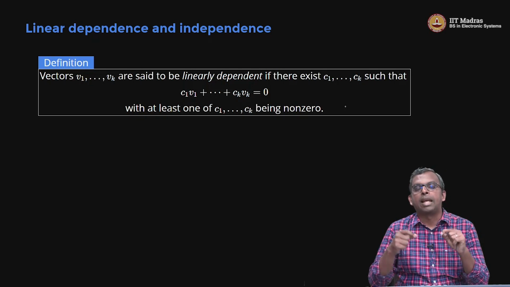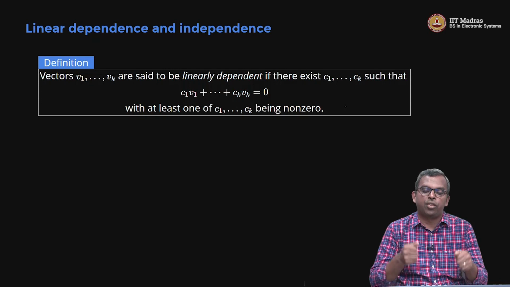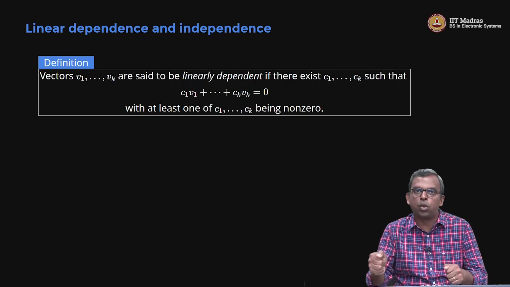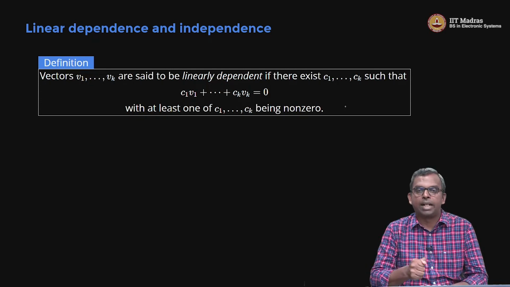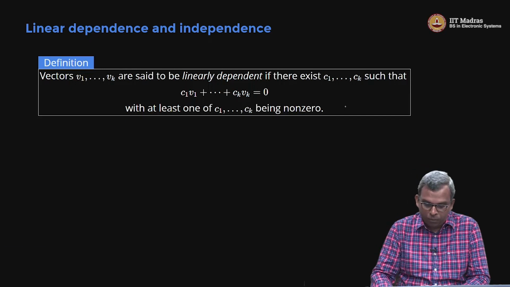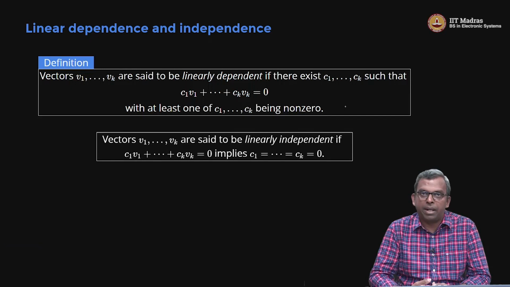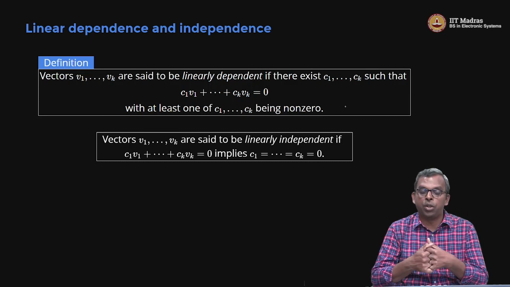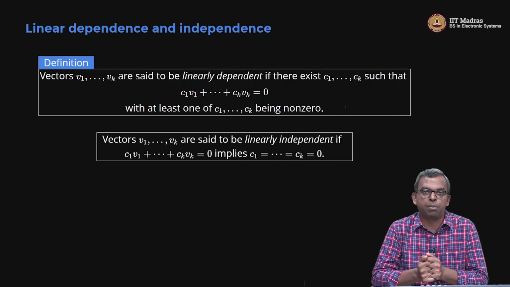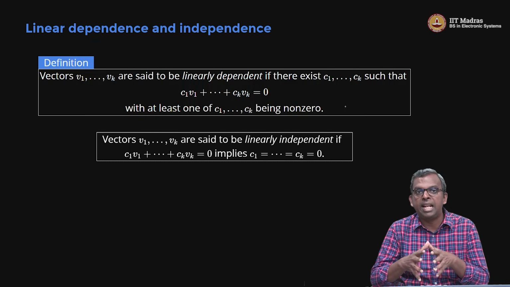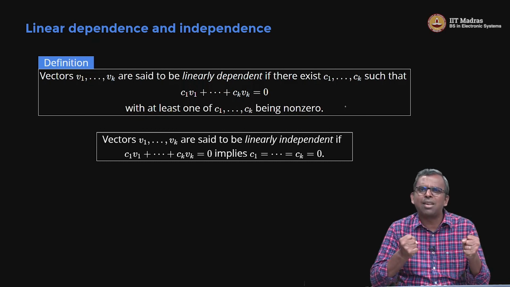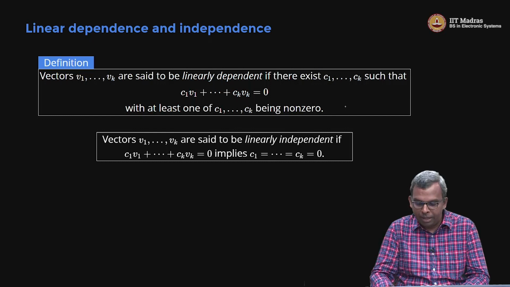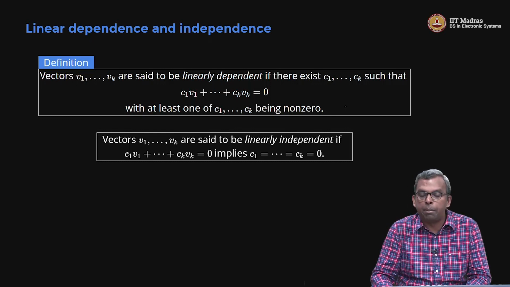Basically, if there is a non-trivial linear combination of the vectors V1 to Vk giving you the 0 vector, then those vectors are linearly dependent. Of course, they are linearly independent if no such thing is possible. The only way to get a linear combination of V1 to Vk to be 0 is the trivial combination with all the scalars being 0. That is a linearly independent situation. These two situations are very different in their nature. How the span works differs fundamentally depending on whether or not they are linearly dependent or independent.